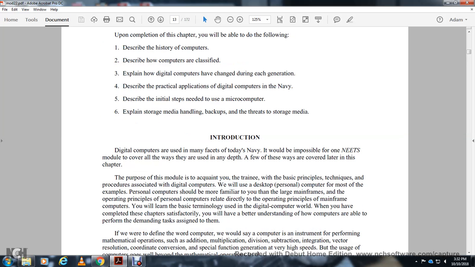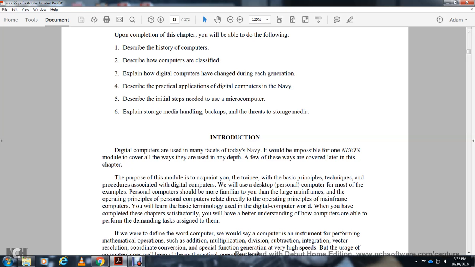The main facets of today's Navy would be impossible without computers. It is not possible for this module to cover all the ways computers are used, but a few of them are covered later in this chapter. The purpose of this module is to acquaint you with the basic principles, techniques, and procedures associated with digital computers. We will use desktop personal computers for most examples. You should be familiar with the use of large mainframes, and the operating principles of personal computers relate directly to those of mainframe computers.